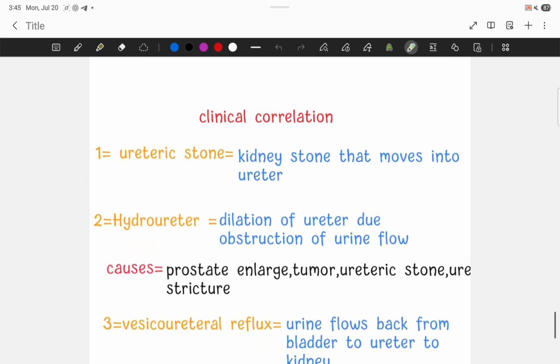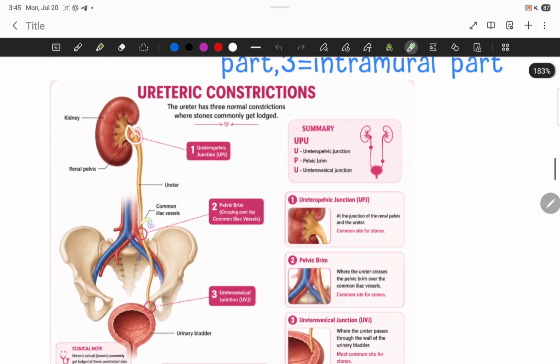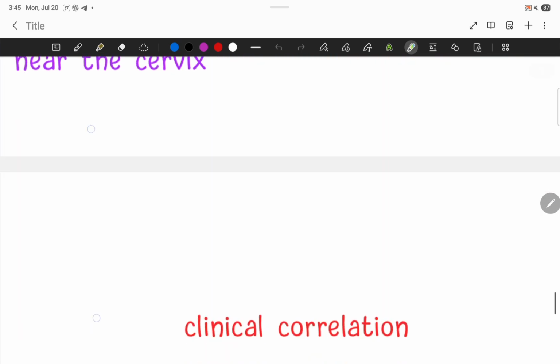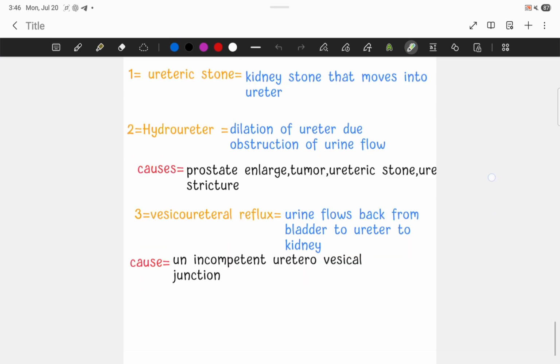So we talk about clinical correlation. The first is the ureteric stone, a kidney stone that moves into the ureter. When we talk about constriction, this is where the stone lodges. Another clinical correlation is hydroureter. What is hydroureter? It is the dilation of the ureter due to obstruction of urine flow. What can cause it? Enlarged prostate, tumor, ureteric stone.